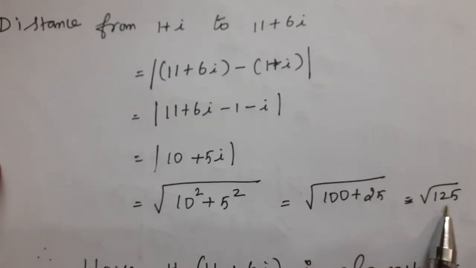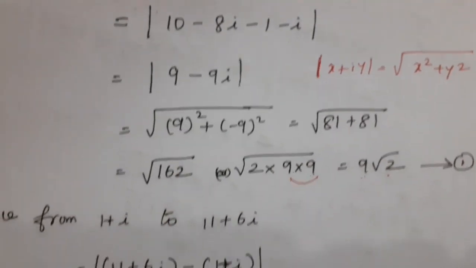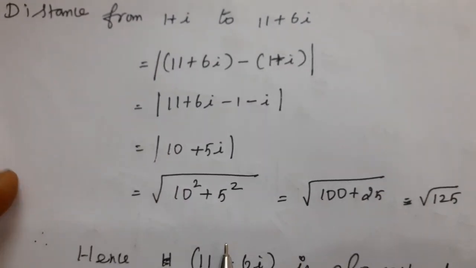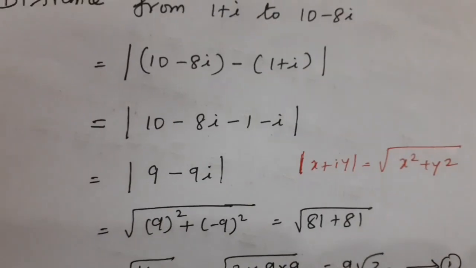Which one is closest? Which one is the smallest value? Root 125 or root 162? Comparing 1 and 2, the second one is the smallest one. So hence 11 plus 6i is root 125, and this value is root 162.